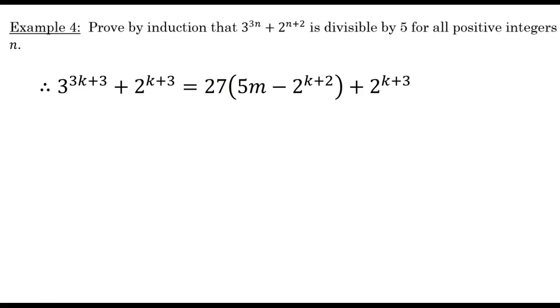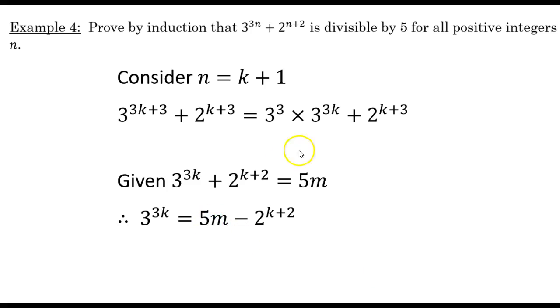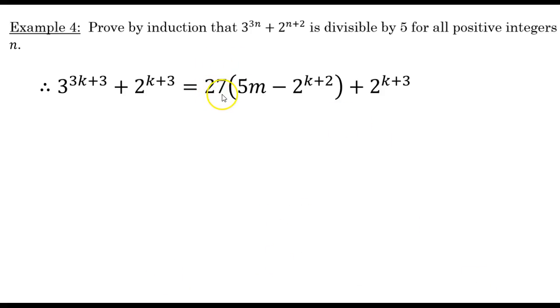Right, let's come back a little bit there to see what happened. It's a bit of a leap there, I think. So, 3 to the power of 3 is 27. I'm going to have 27 times, instead of 3 to the 3k, 5m minus 2 to the k plus 2. So there's the 27 times 5m minus 2 to the k plus 2 plus what was left there. So we've substituted: I've evaluated 3 to the 3 as 27, and I've replaced that 3 to the 3k with 5m minus 2 to the k plus 2.